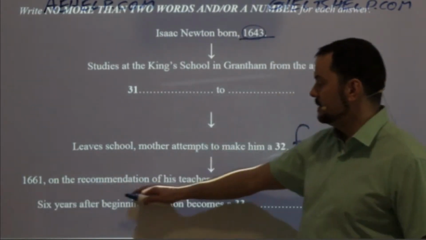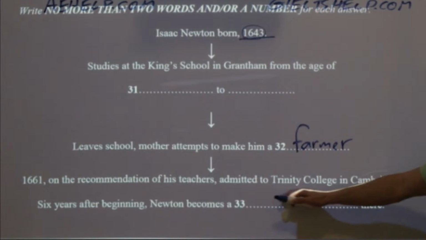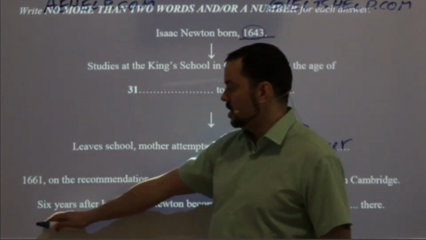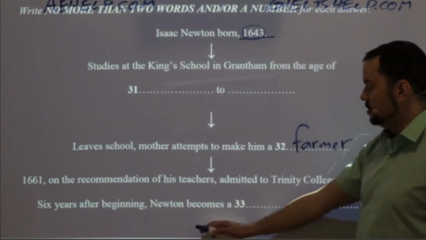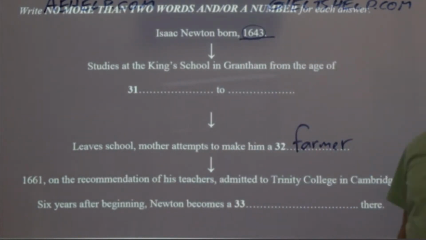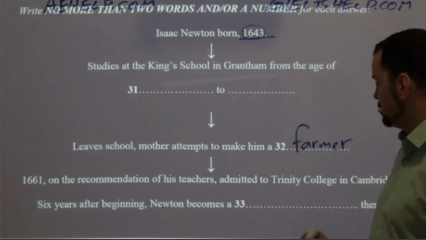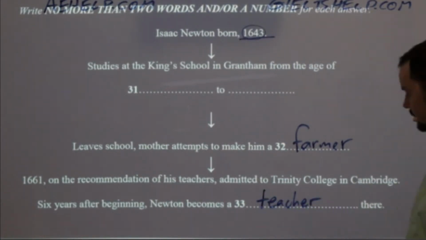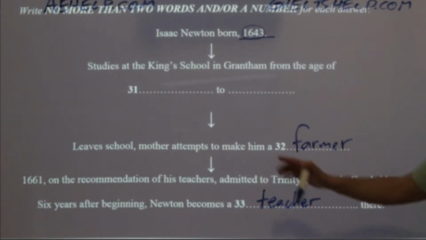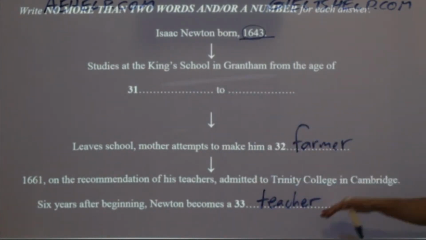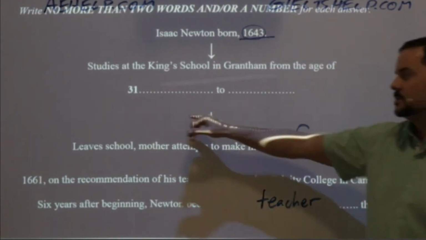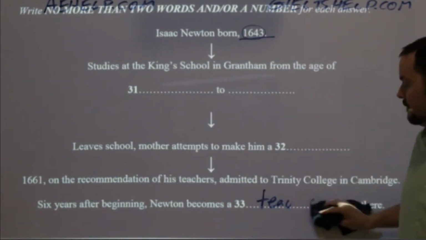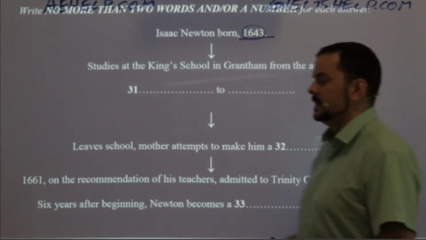1661, on the recommendation of his teachers, he's admitted to Trinity College in Cambridge, and 6 years after beginning, Newton becomes a something there. So what does he become? He becomes a teacher, yeah, teacher scientist. Very good. So 12, 17, farmer, teacher. Careful with these ones where it's one question and two spaces, so you don't actually put that into two different questions, okay? Be really careful with that.